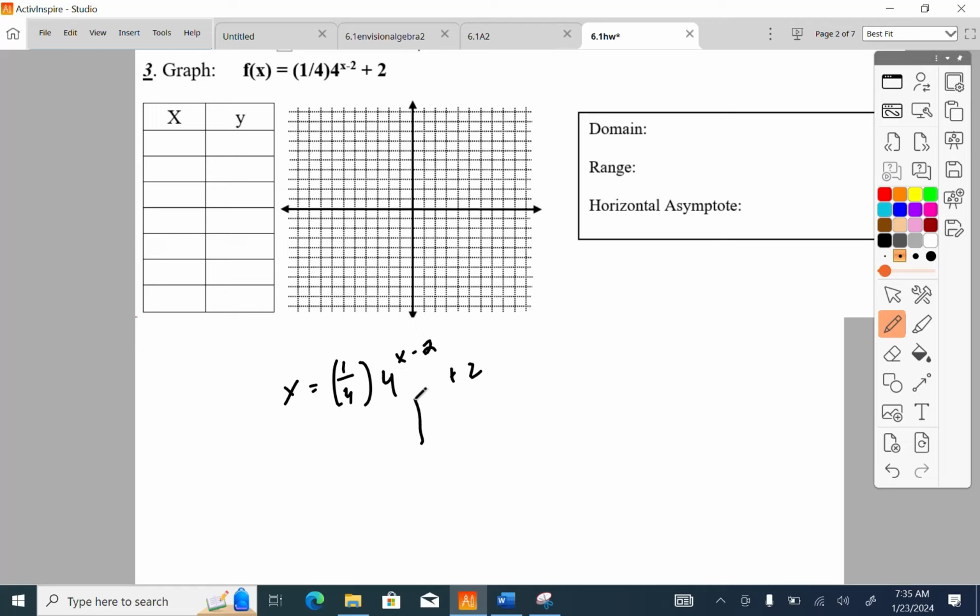What do we have here? We have that x minus 2. That is a right 2. We have the plus 2, which is up 2. Those are your transformations. So we're going to go right 2, and we're going to go up 2. And then we're going to plug some values in. That's what we're going to do.